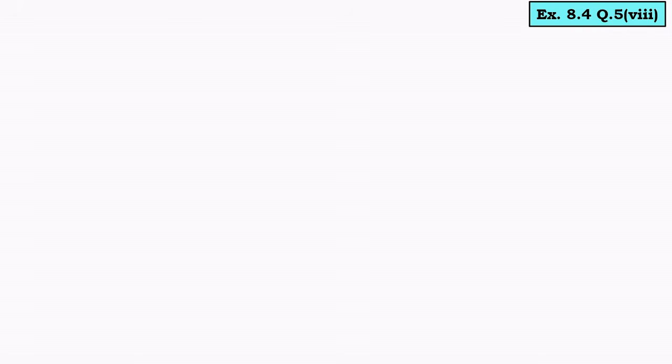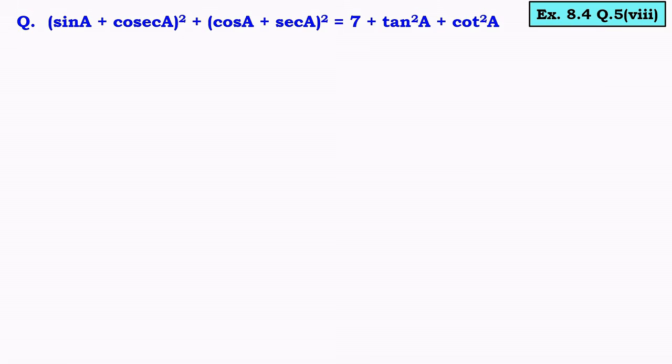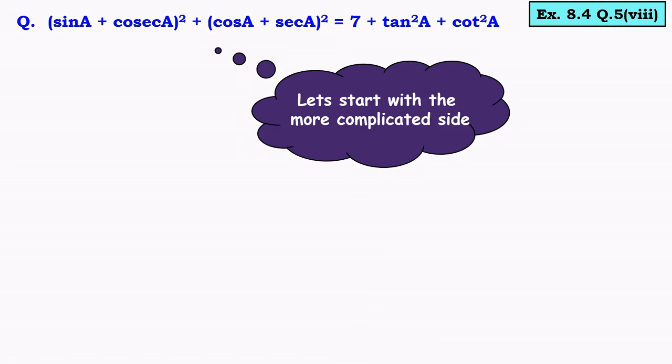Question. Prove that (sin A + cosec A)² + (cos A + sec A)² is equal to 7 + tan²A + cot²A. Solution. Let us start with the more complicated side, that is, the left-hand side.